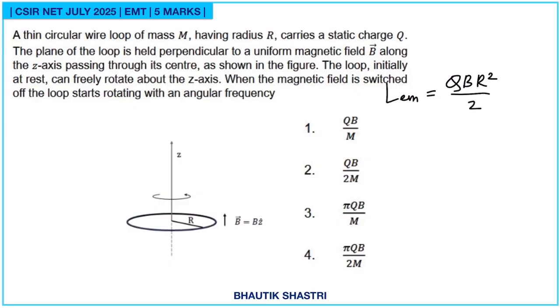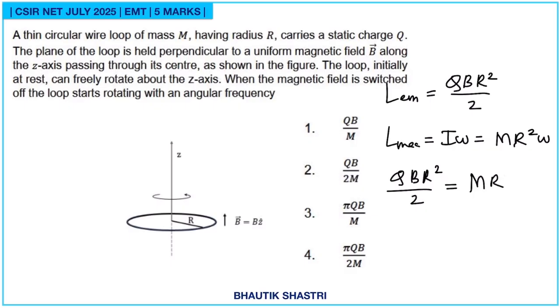So this is L electromagnetic. And the mechanical angular momentum of the loop will be simply I into omega. And here I for this ring is m r square into omega. Now when the magnetic field is switched off, the electromagnetic angular momentum is converted to mechanical angular momentum. So q b r square by 2 will be equal to m r square omega. That gives omega is equal to q b by twice m. So here option 2 is correct.